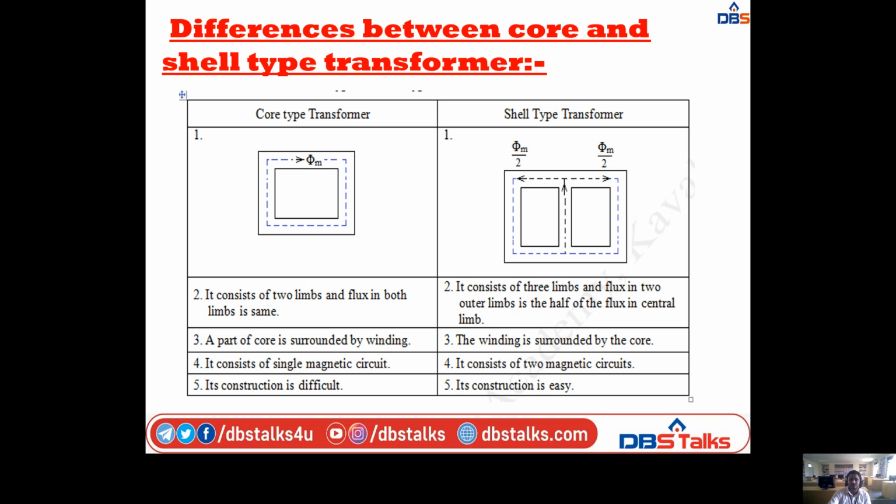Okay, and next, coming to the fourth one, it consists of a single magnetic circuit. The core type transformer consists of a single magnetic circuit, and the shell type transformer consists of two magnetic circuits. And coming to the fifth one, its construction is difficult. The core type transformer construction is difficult, and the shell type transformer construction is easy. Okay, these are the differences between core and shell type transformers.